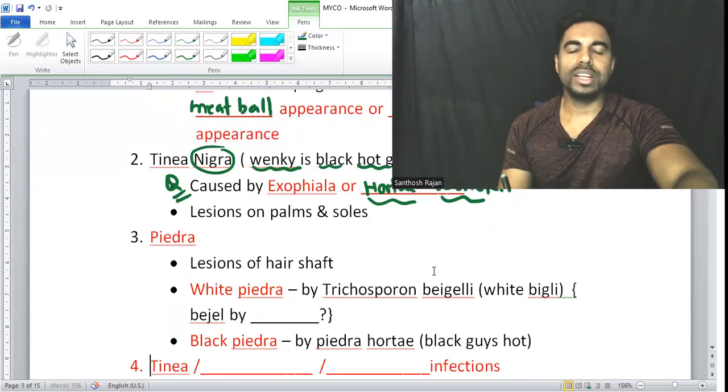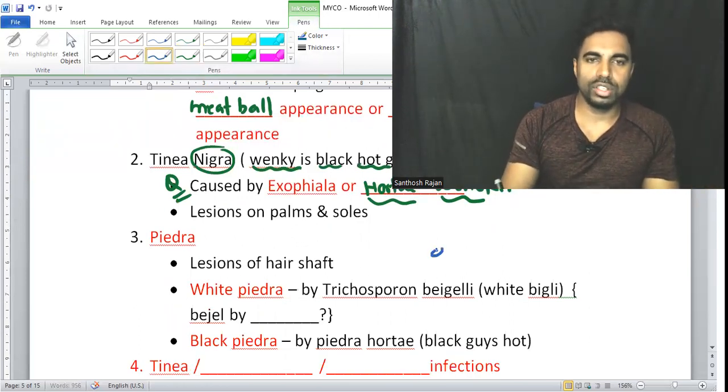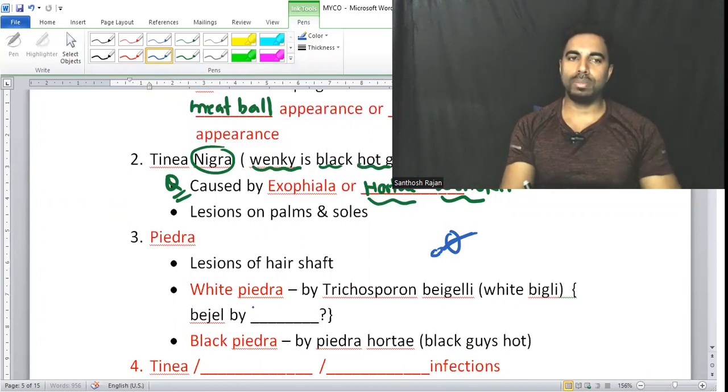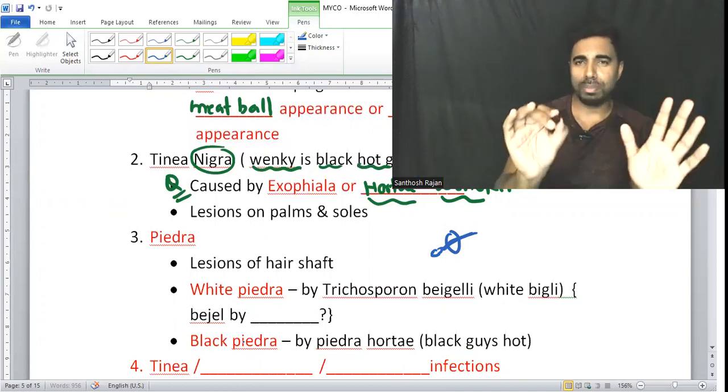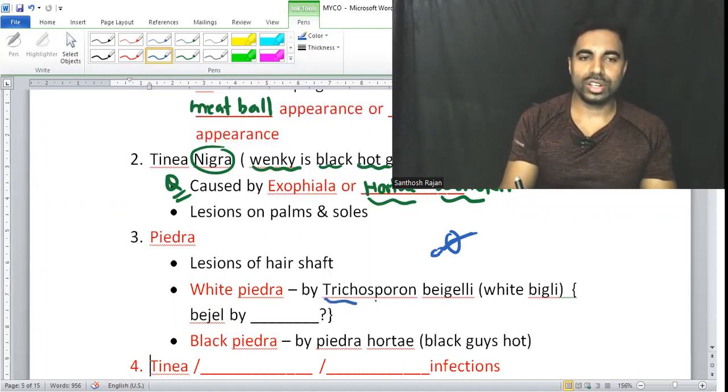Now, piedra. Piedra is basically a lesion of the hair shaft. So if this is the hair, in the shaft part, you will have the disease. That is the lesion. So it can be either white piedra or black piedra. Very simple. White piedra is white Bijli. Very simple, it is caused by Trichosporon, and Bijli is always white.